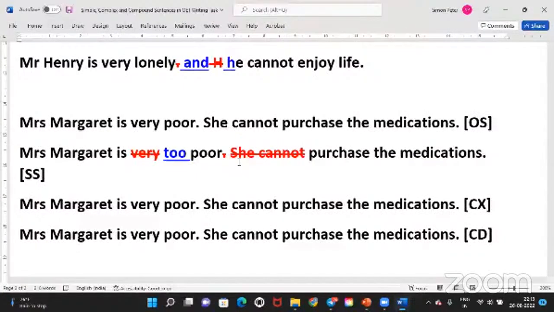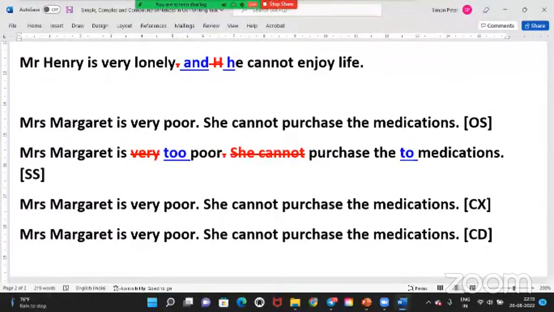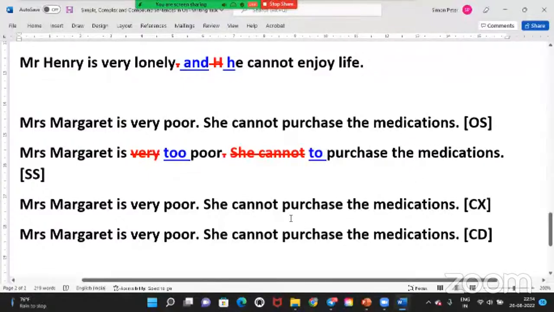Okay, next. Is it finished? No, to will be here. Where? Put to after, before medications? No. Mrs. Margaret is too poor to purchase the medications. Okay, to purchase. Thank you, teacher. Thank you very much. You have done a very good job. Mrs. Margaret is too poor to purchase the medications.